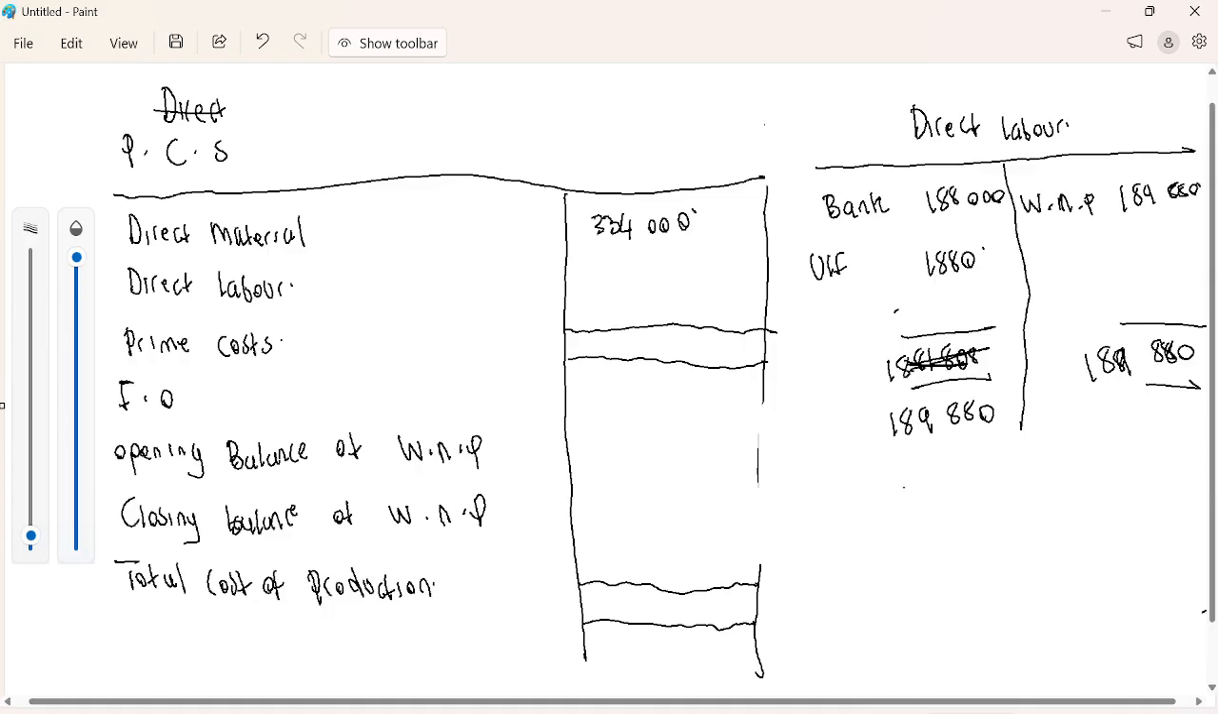How do we do it in grade 12? We're gonna simply say 188,000 plus 1,880. My total will be 189,880. I'm gonna write it here. Right, what would be my prime cost? This plus this. So 334,000 plus 189,880. So I'm gonna have 524,380. Right, then I move to what?